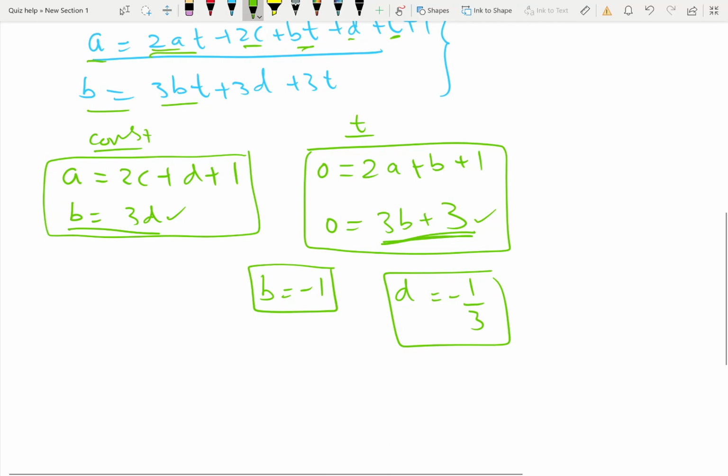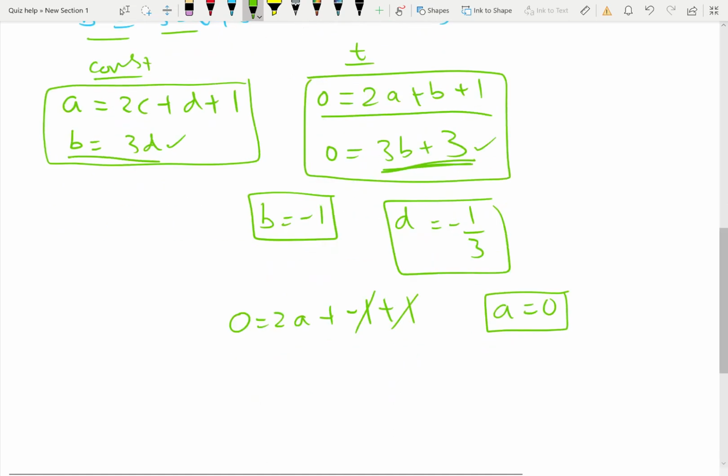Now we can find A from this equation. 0 is equal to 2A plus B, which is -1, plus 1. -1 plus 1 is gone. So it seems A is 0. So A is 0, good. So we found 3 variables. We only need to find C.